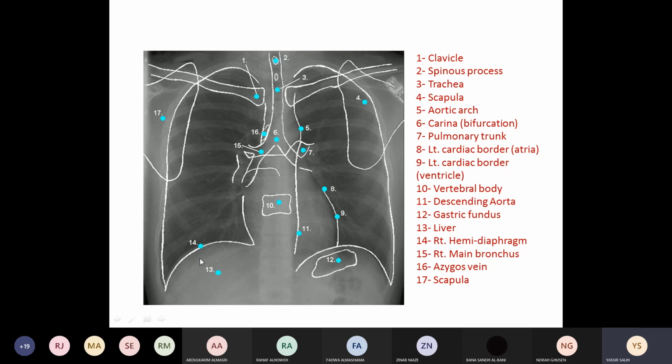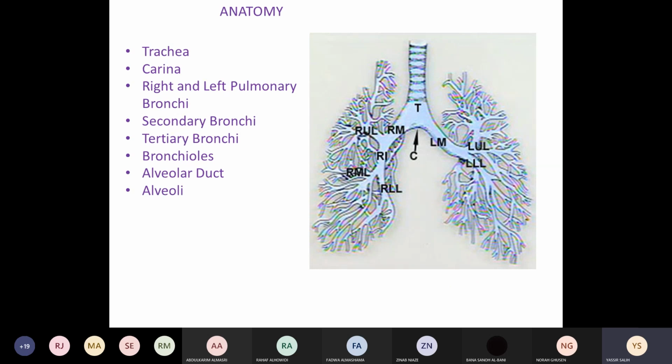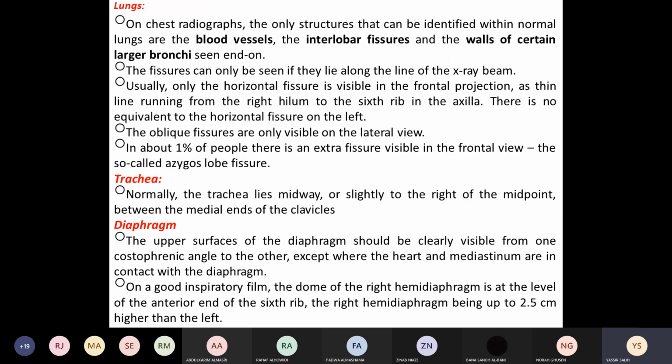This is a normal opacity of the blood vessels. So the first structure that may be seen normally on the chest X-ray is blood vessels. The second one is the interlobar fissures, such as the horizontal and oblique fissure, and sometimes the wall of the larger bronchi. Any other structure apart from this, if it's seen on the chest X-ray, is considered abnormal.